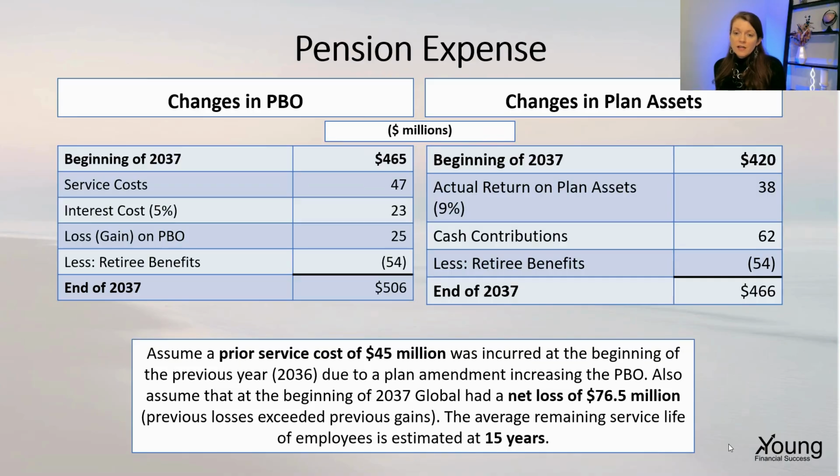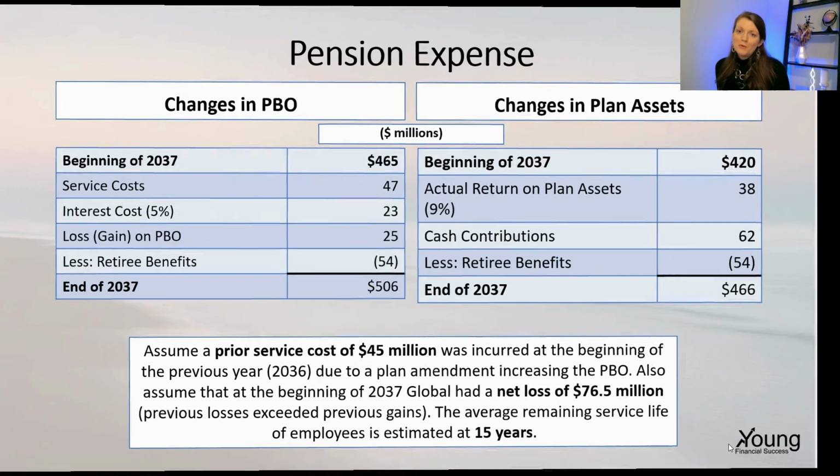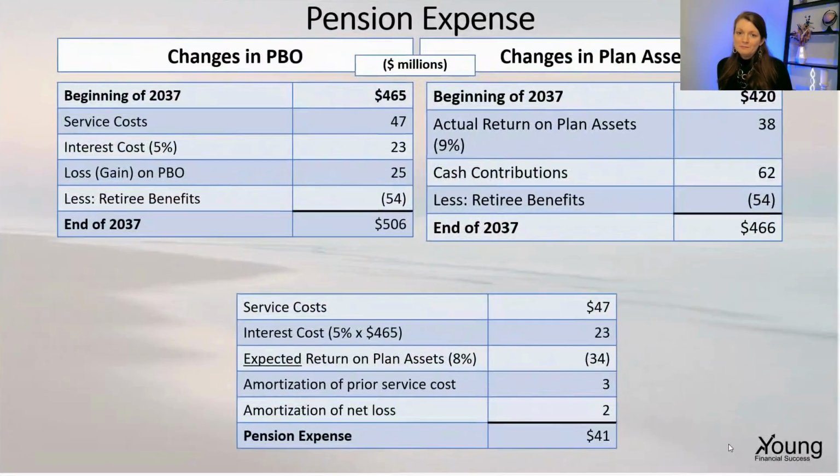So some other things that are going to come up at the end of the video: assume that prior service costs of 45 million were incurred at the beginning of the previous year due to a plan amendment increasing that projected benefit obligation. Also assume that at the beginning of 2037, the company had a net loss of 76.5 million. So the average remaining service life of the employees is estimated at 15 years. All right, so 15 years is going to be important, and those two bold numbers are going to be important as well.